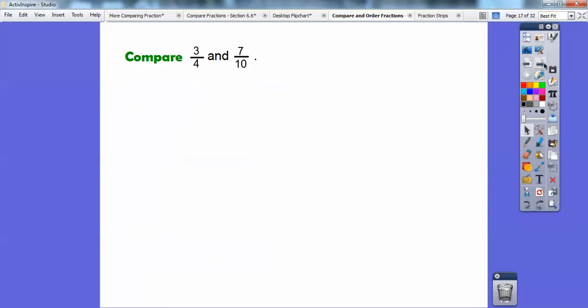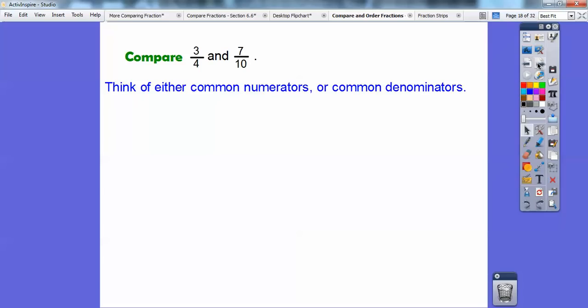All right, let's compare these guys. We can compare them with the benchmark of a half. Well, both of these are greater than a half, so I can't use that. So what I've got to do is either get common numerators or common denominators. You'll find getting common denominators is probably the method that we use the most when we're comparing fractions. So I'm going to go ahead and get common denominators, you guys.